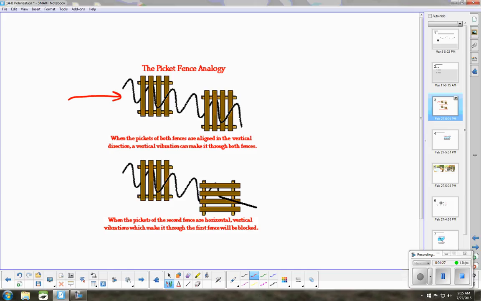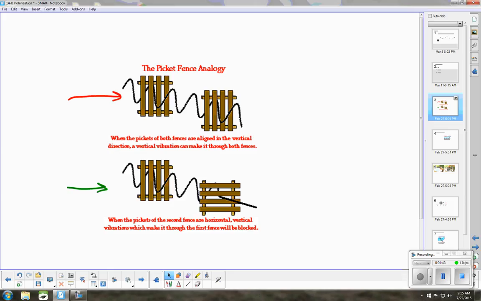However, in the lower picture, and now we're taking a look at this lower picture here, it makes it through the first fence, or the first filter, if you will, but then because it's vibrating in a vertical fashion, by the time it gets to the second filter, which is in the horizontal fashion, it won't go through.